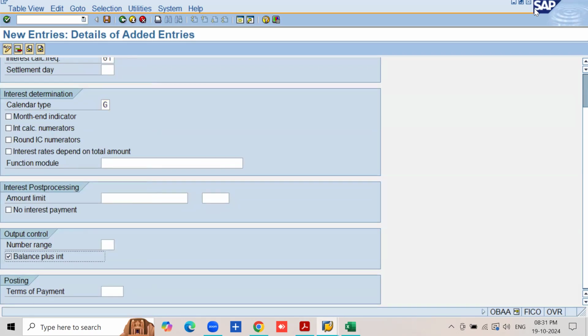By selecting this checkbox, the system will display a separate line in the interest calculation showing the total amount of the loan outstanding, including interest.